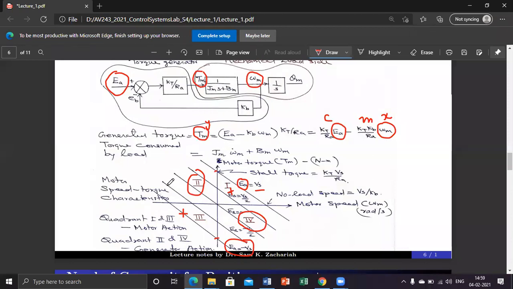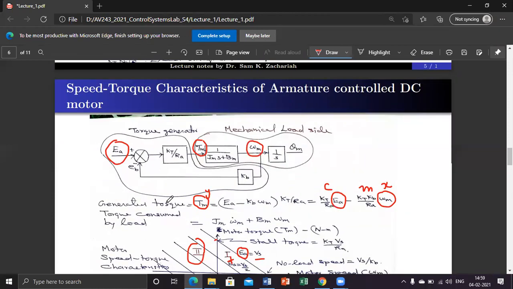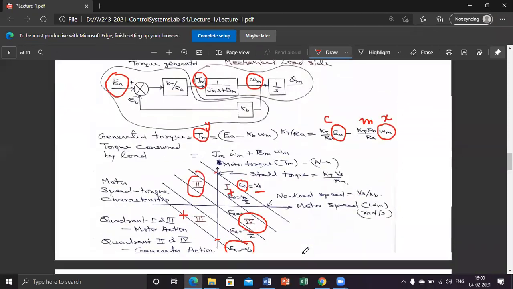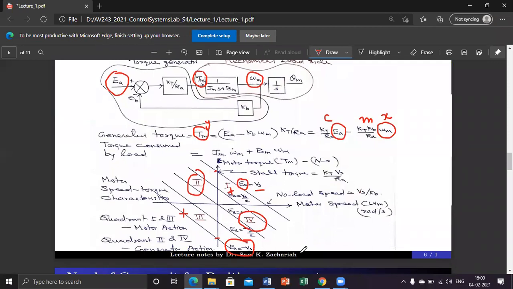So the device remains the same here, but it can function either as motor or generator, but the equations are the same, speed torque characteristics are also the same. Any doubts so far?